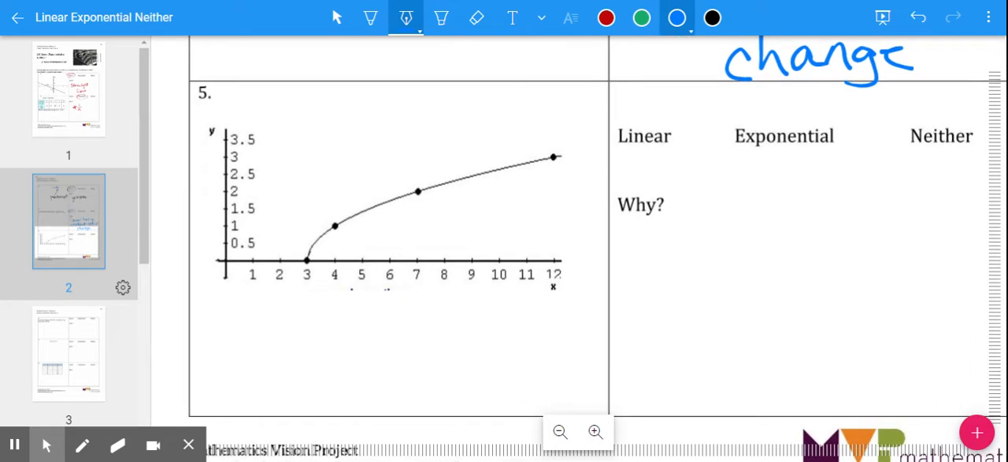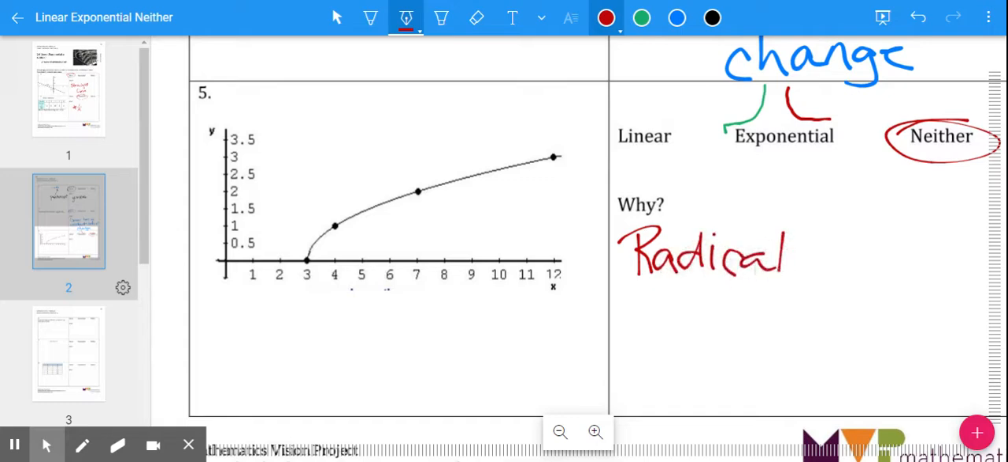The next one. So linear makes a straight line. This is not a straight line. If it's exponential growth, it goes up from left to right. If it is exponential decay, it goes down from left to right. And it flattens out either at the start or at the end. This one, on the other hand, kind of flattens out as it goes up. This is neither. This is actually a square root function, a radical function. So it's not a J shape, it's not an L shape, it's not a straight line.